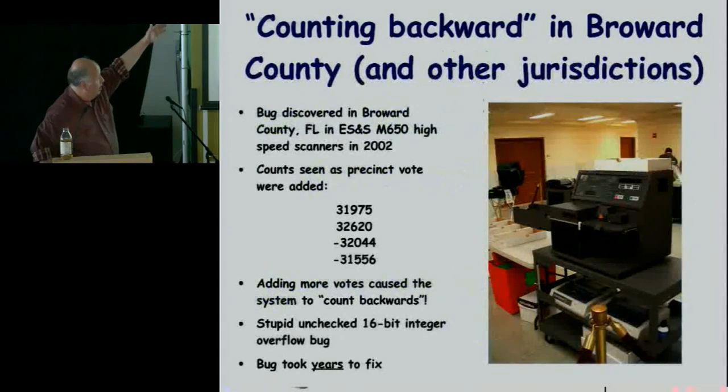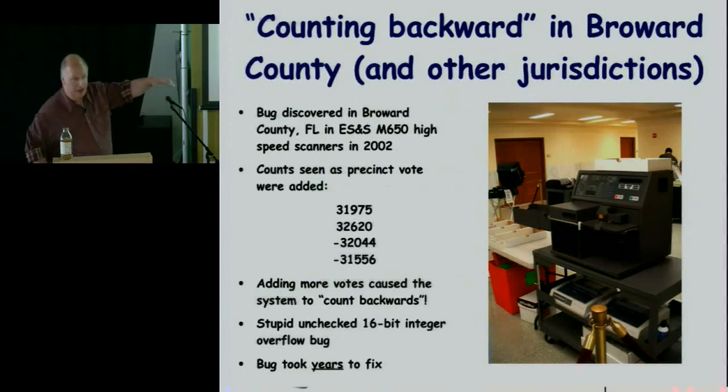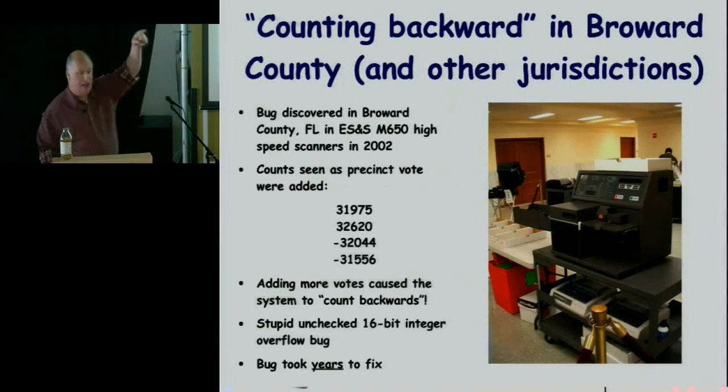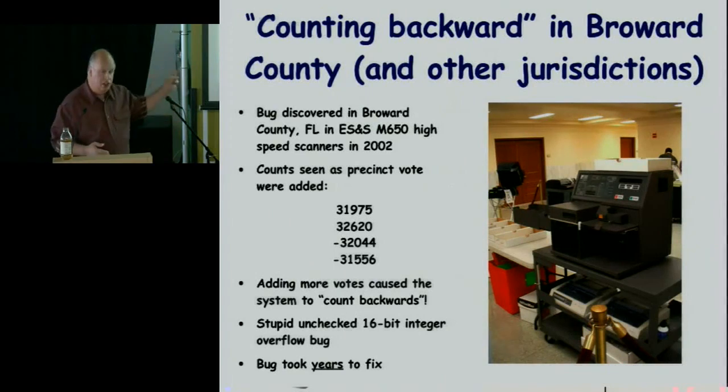You know, the count would get up to 31,975, then get up to 32,000 and something, and then suddenly it would go deeply negative and then continue counting up, except they saw it as counting down because they kind of ignored the negative sign because there's no such thing as a negative number of votes. So the election officials interpreted that as counting up and then counting back down. I don't have to tell this audience what happened. This is just a dumb, unchecked 16-bit overflow bug. But it took years to fix that bug. Why?